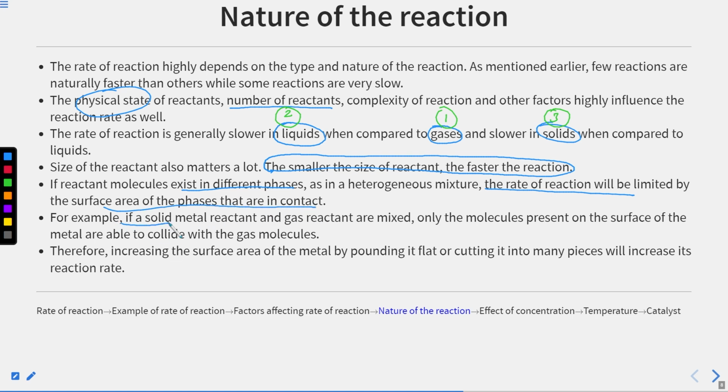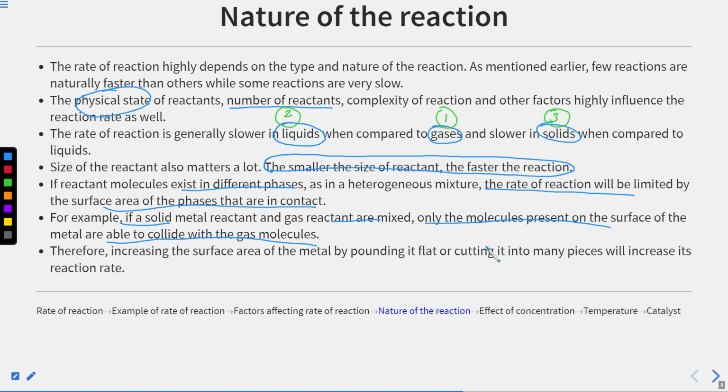For example, what is meant here? It is saying that if we have a heterogeneous reaction, suppose we are reacting two things, one in solid and one in gas, then the reactants are mixed. Only the molecules present on the surface of the metal are able to collide with the gas molecule. We know that for a reaction, this collision is important. Now, if both of these reactants are in the same phase, then all of the molecules of one reactant have a probability to interact with all of the molecules of the other reactant.